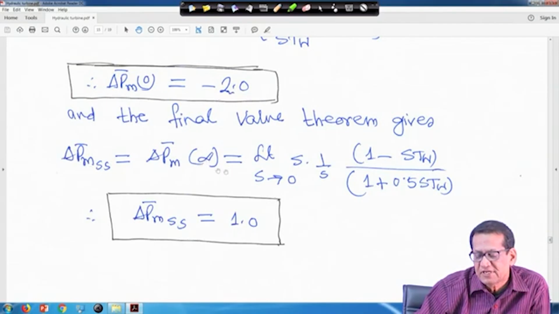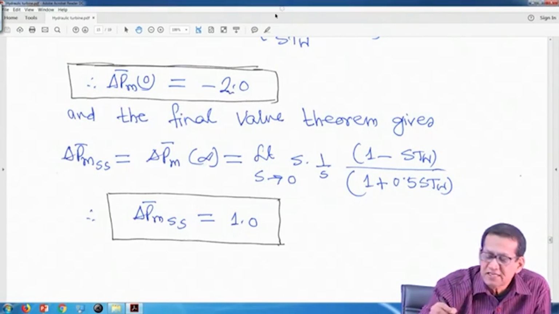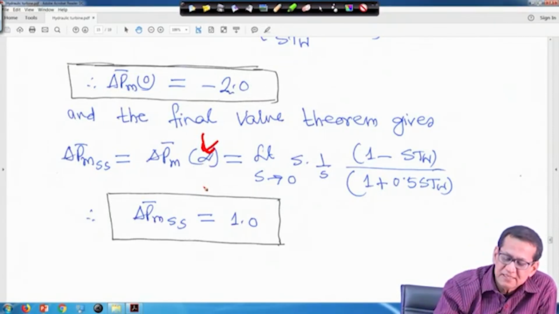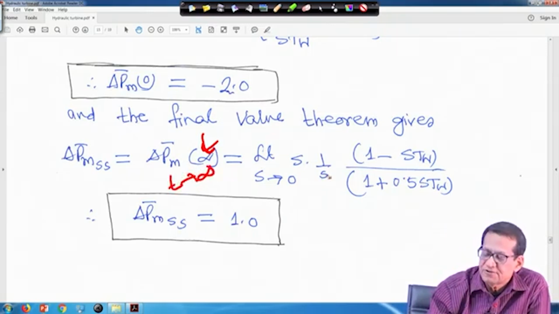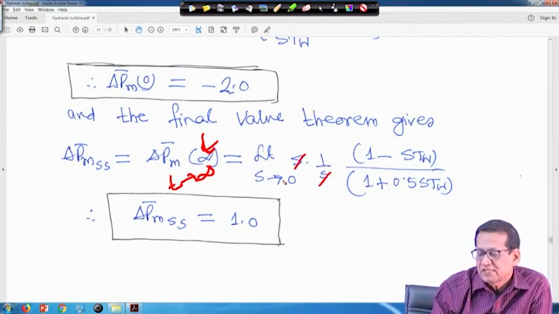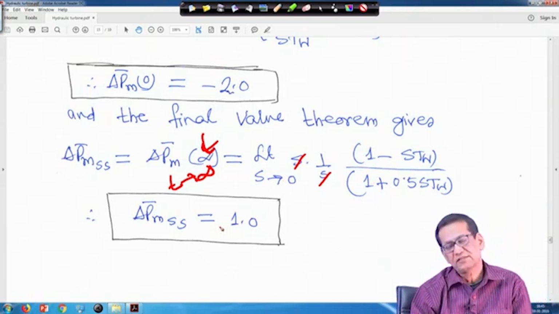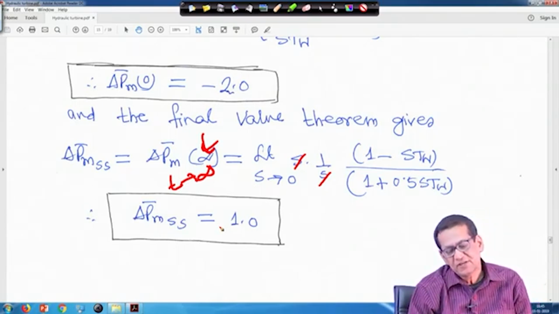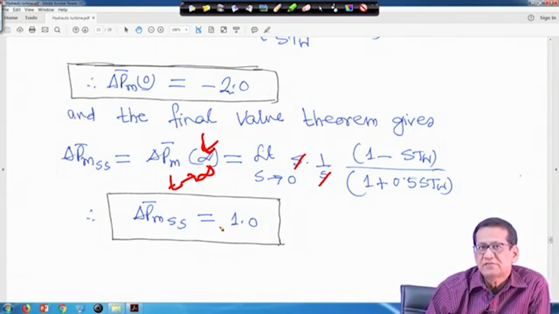And the final value theorem says that delta P m bar infinity, the steady state value, is the limit as S tends to 0, that is t tends to infinity. For S tends to 0, S will be cancelled for a step input, it is (1 minus S T W) upon (1 plus 0.5 S T W). If you put S equal to 0, the steady state value is 1. So, what we see is that the initial value is negative, delta P m at 0 is equal to minus 2, and the final value, the steady state value, is 1.0.